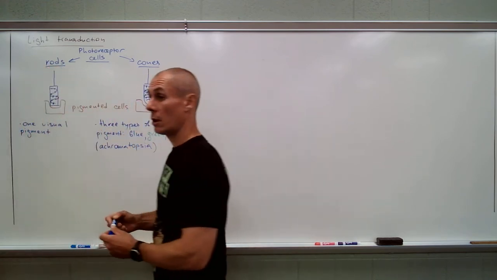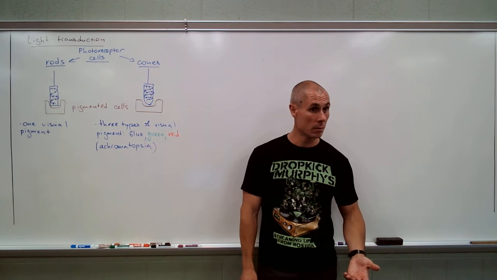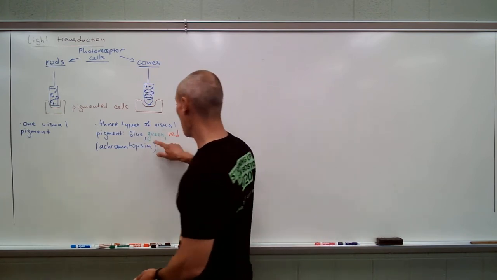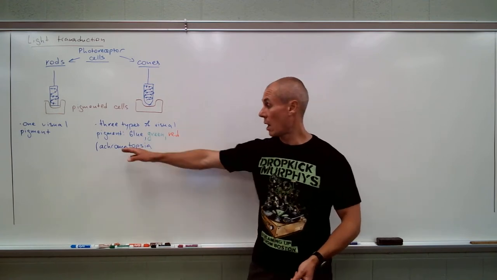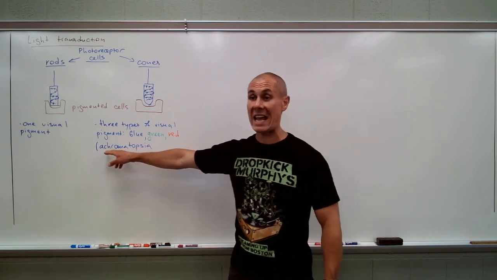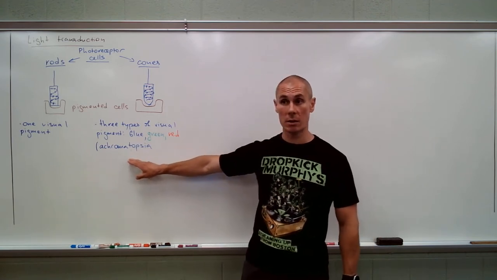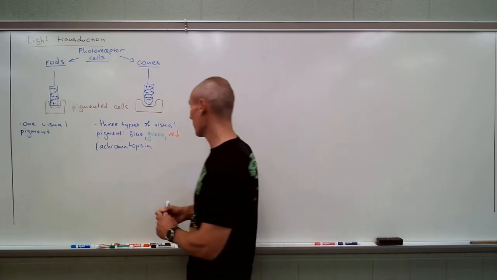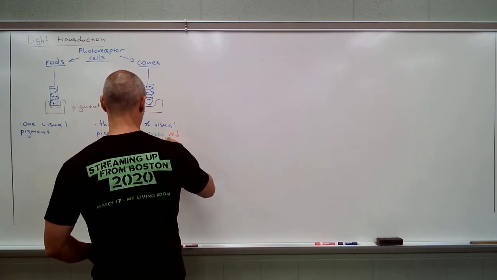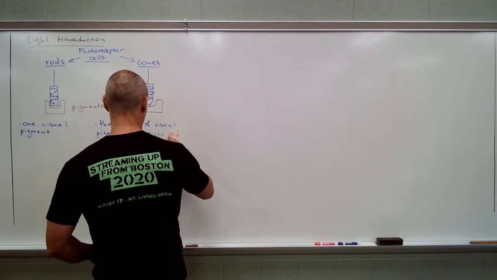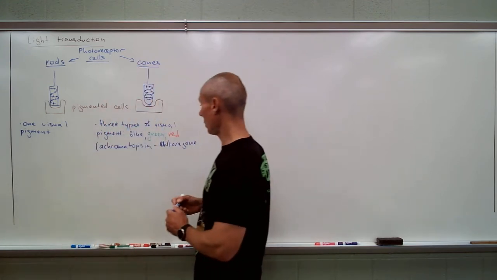It's a Greek word. Opsia refers to eye. Chroma refers to color. So colored vision, and A means no. So no colored vision. Okay, all are gone.